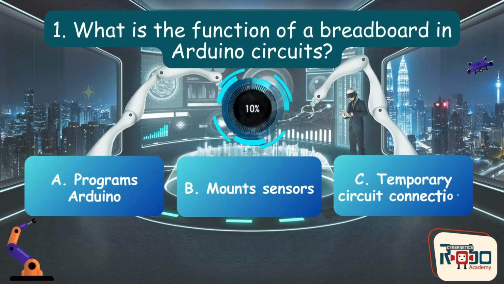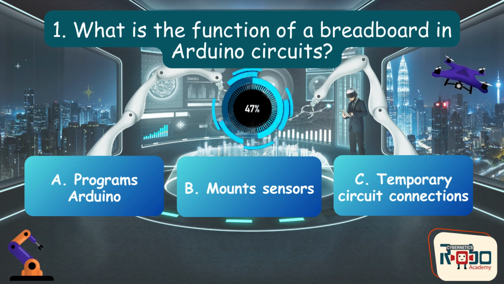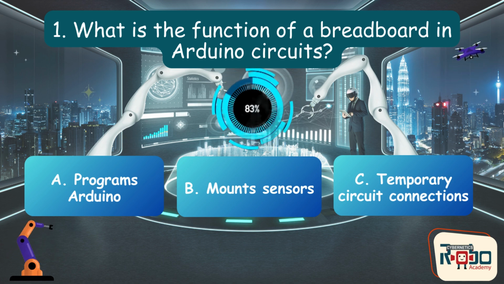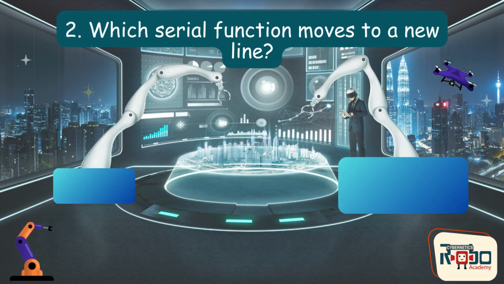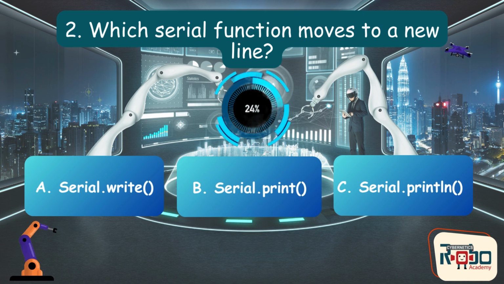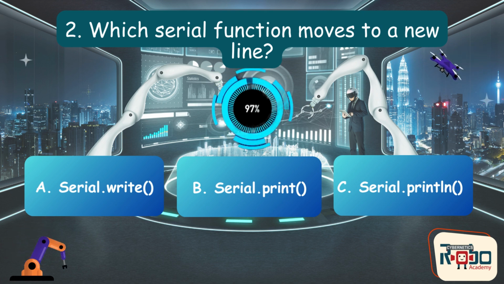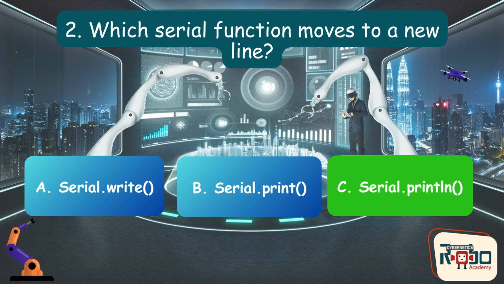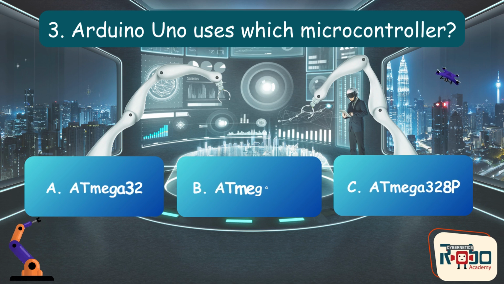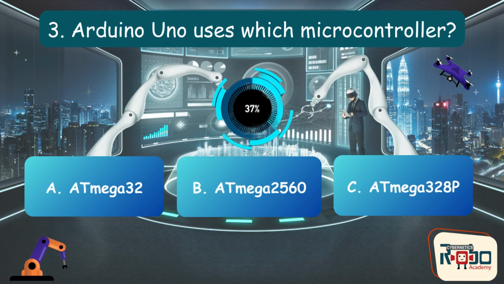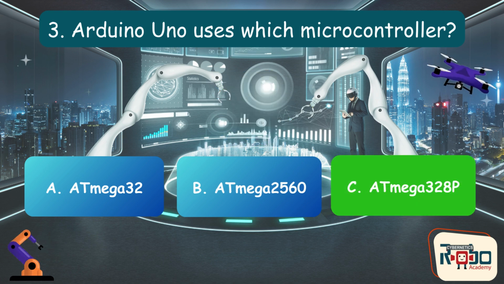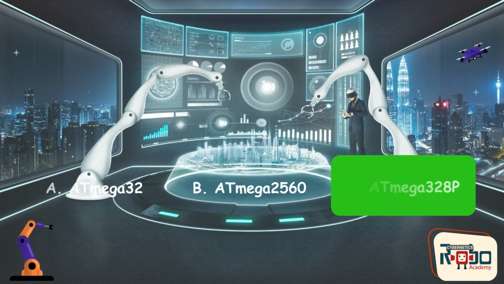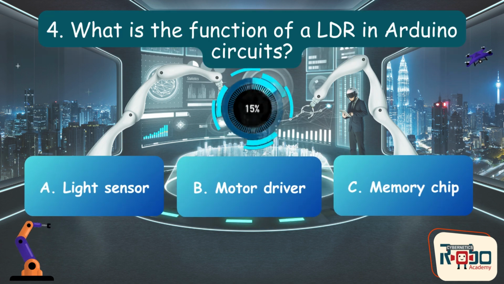What is the function of a breadboard in Arduino circuits? Which serial function moves to a new line? Arduino Uno uses which microcontroller? What is the function of a LDR in Arduino circuits?